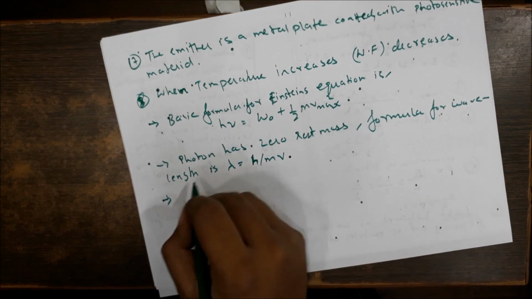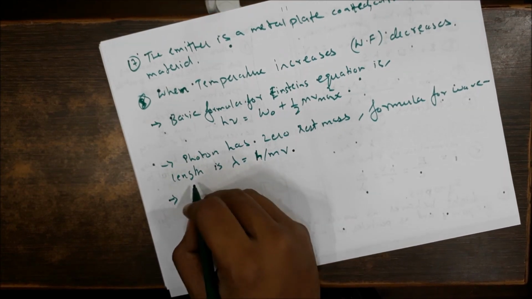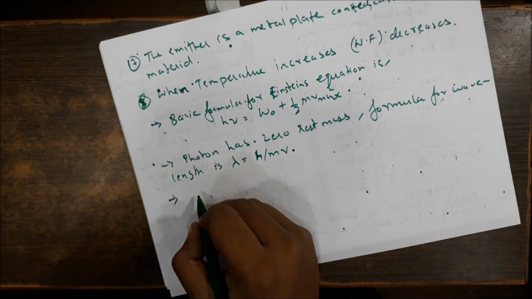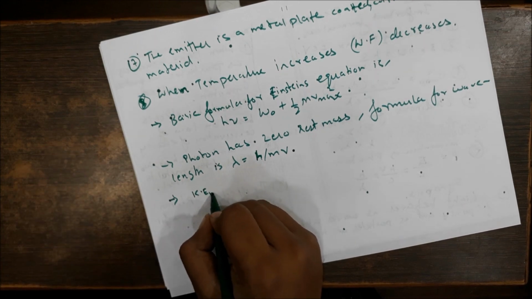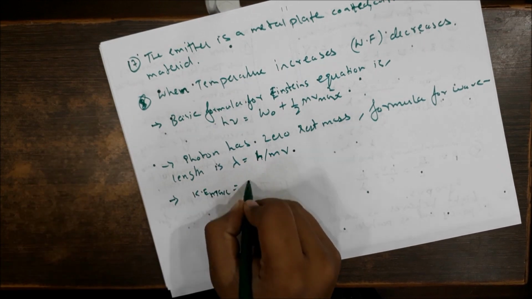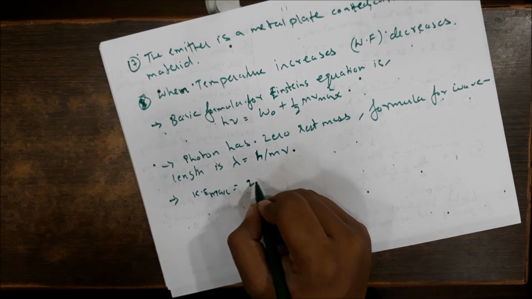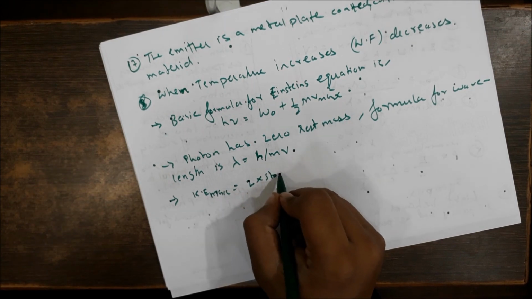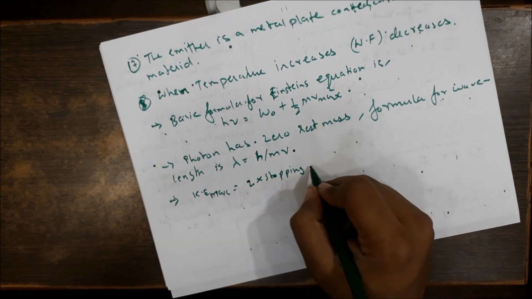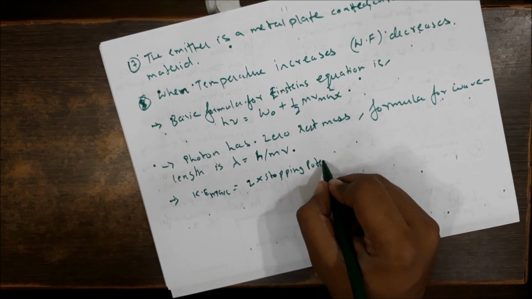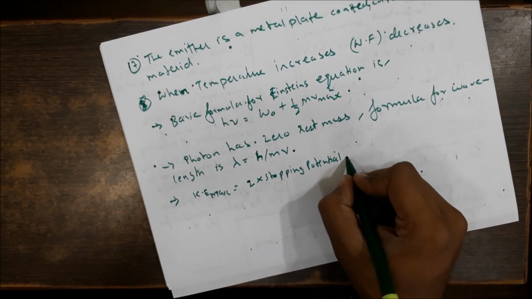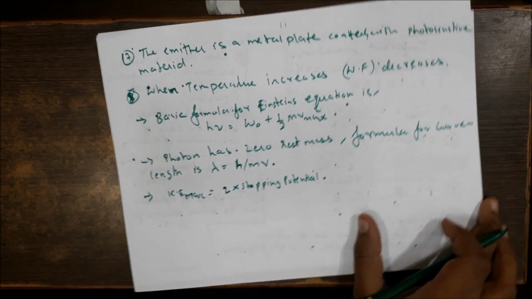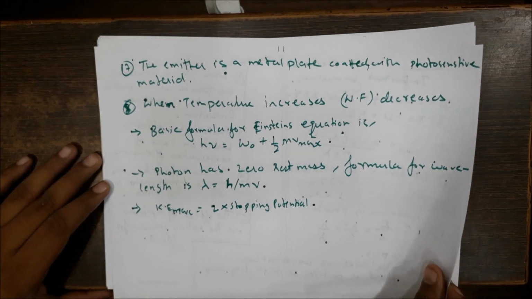Now, the maximum kinetic energy emitted by a photoelectron, kinetic energy max, is equal to the product of charge into stopping potential. So that's it with electrons and photons.